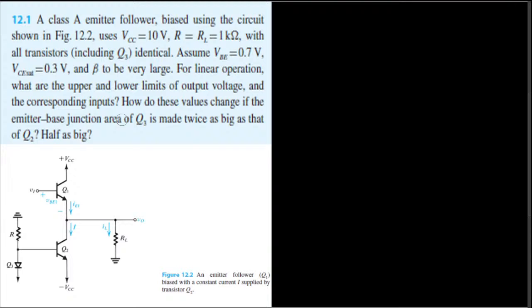VBE is equal to 0.7 volts, and also VCE saturation is equal to 0.3 volts, and beta is to be very large. For linear operation, what are the upper and lower limits of output voltage and corresponding inputs? How do these values change if the emitter base junction area of Q3 is made twice as big as that of Q2, and half as big?